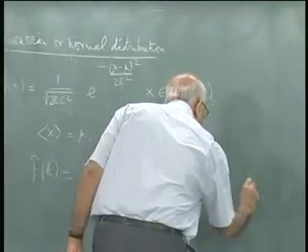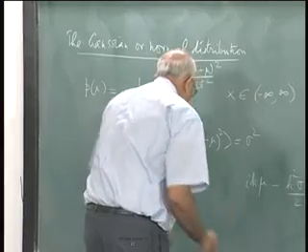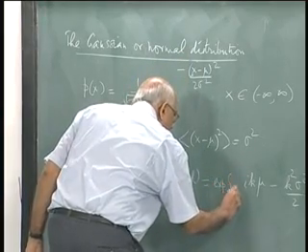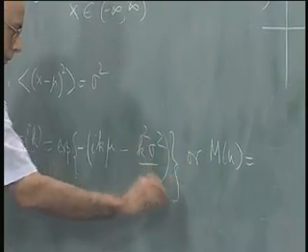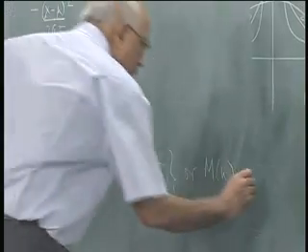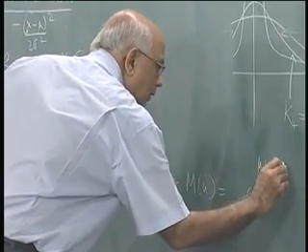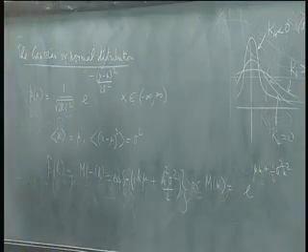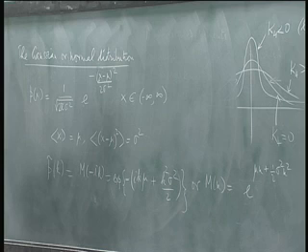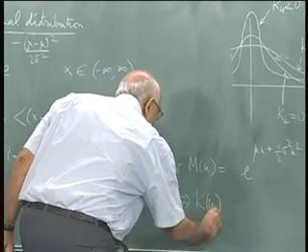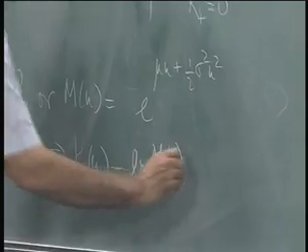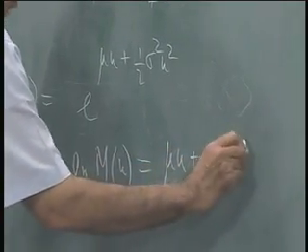Or if you like, M of u is equal to e to the power of something. This thing, M of u, is e to the power mu u plus half sigma squared u squared. So the Gaussian is a particularly simple moment generating function. It is exponential of a polynomial in u which stops at the quadratic level. So this immediately implies that K of u equal to log M of u, and that is equal to mu u plus half sigma squared u squared.